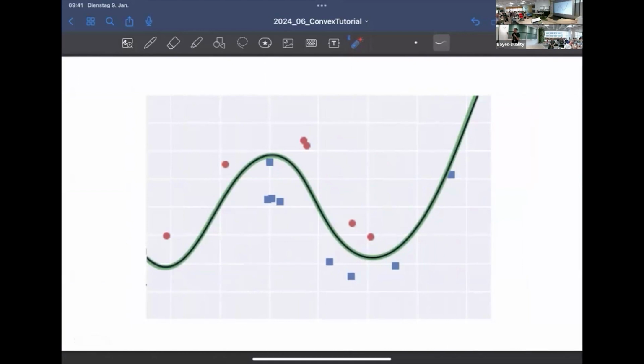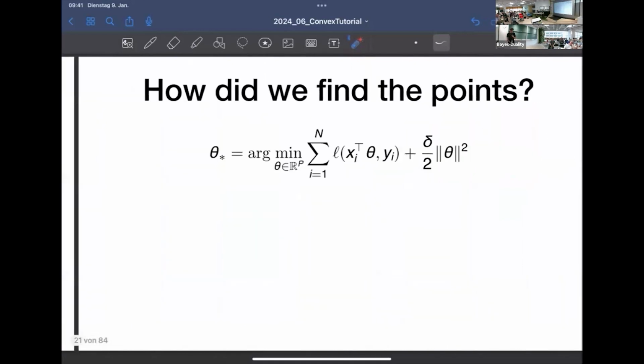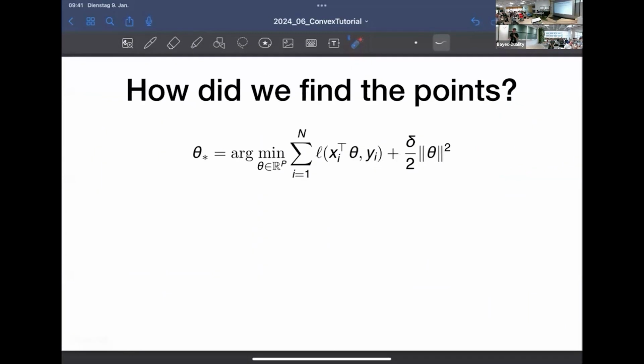And the answer also lies in duality. So let's look at this. How was I able to find these points that I can remove to get the same solution? So this is the classical empirical risk minimization problem. We have our data points X, our labels Y, and L2 regularization. So I minimize this to find this linear model.